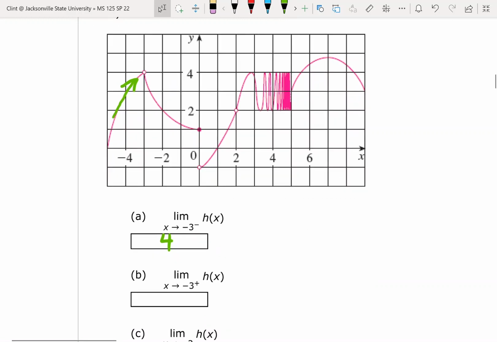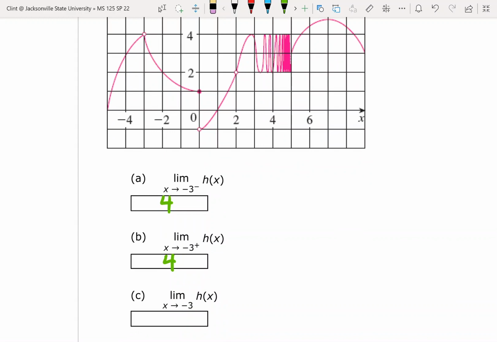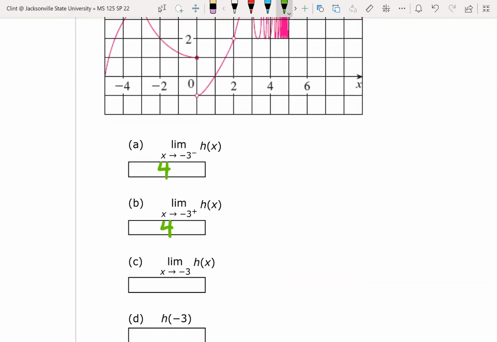Next one, we're going to approach -3 from the right. Coming in that way. So again, that's 4. And then C part says what's the limit as x approaches -3, the two-sided. What's it going to be on this one? 4. Yeah, since they both match, that's our two-sided limit. 4.